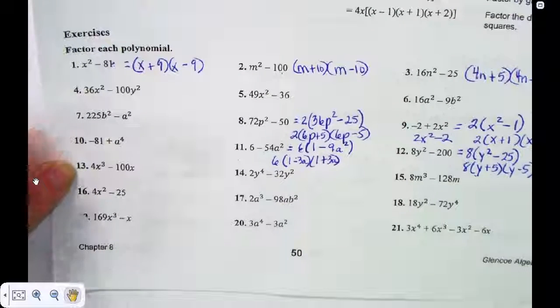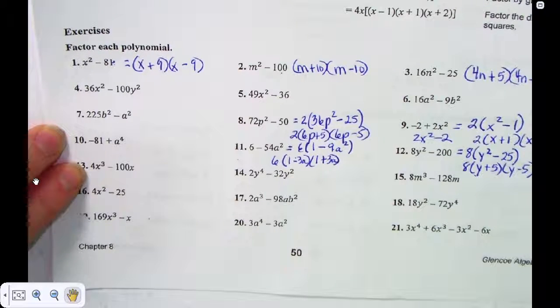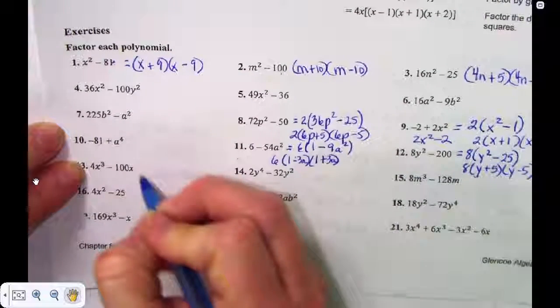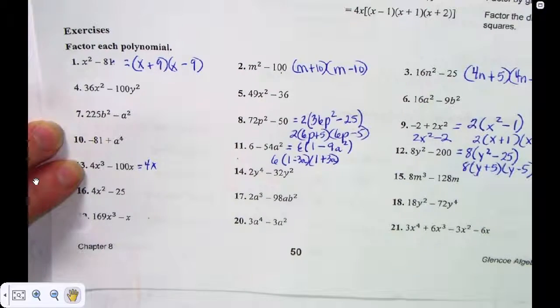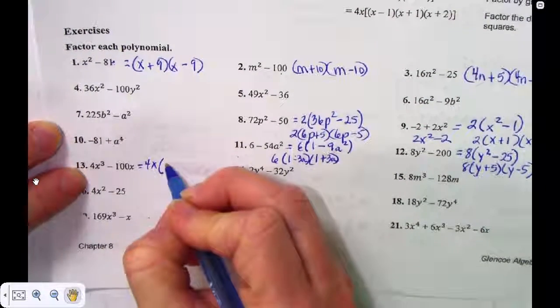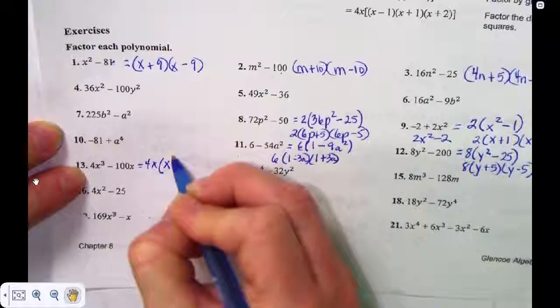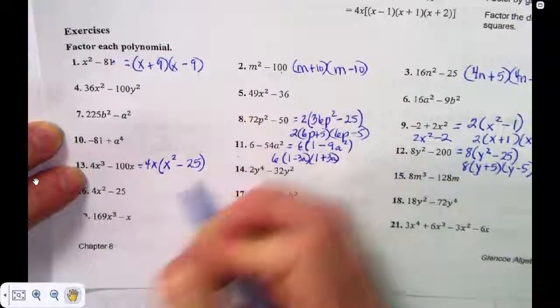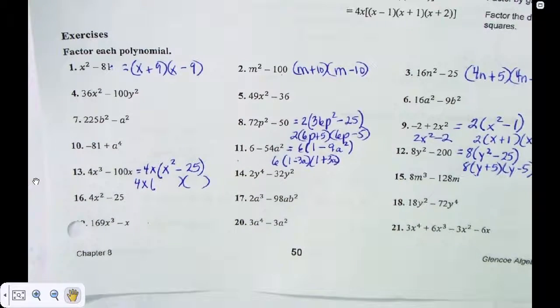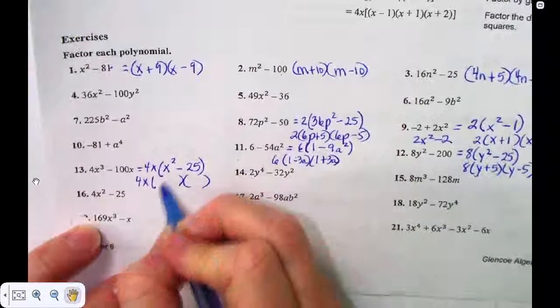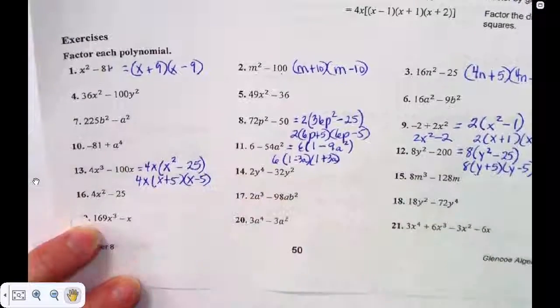Look at 13. What do you see? How about 4x? Yeah, 4x. So it'll be what? x squared minus 25. And guys, you need to leave the 4x there, because then when you're solving 4x equals 0, x could possibly equal 0, and you might have 3 solutions. So it'll be x plus 5, x minus 5.